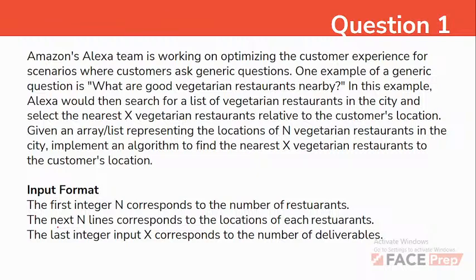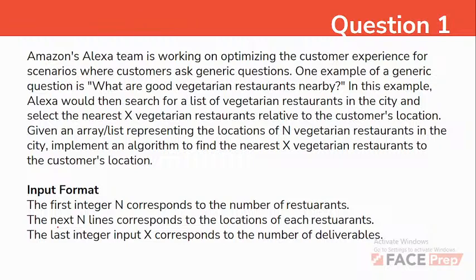From the question it is very clear that the problem is asking for an algorithm that finds the nearest X vegetarian restaurants to the customer's location. So we have an array of n vegetarian restaurant locations. From those restaurants, we need to find the nearest ones to the customer's location, X number of vegetarian restaurants. So our task is to find the distance between the customer's location and the restaurant location, right?